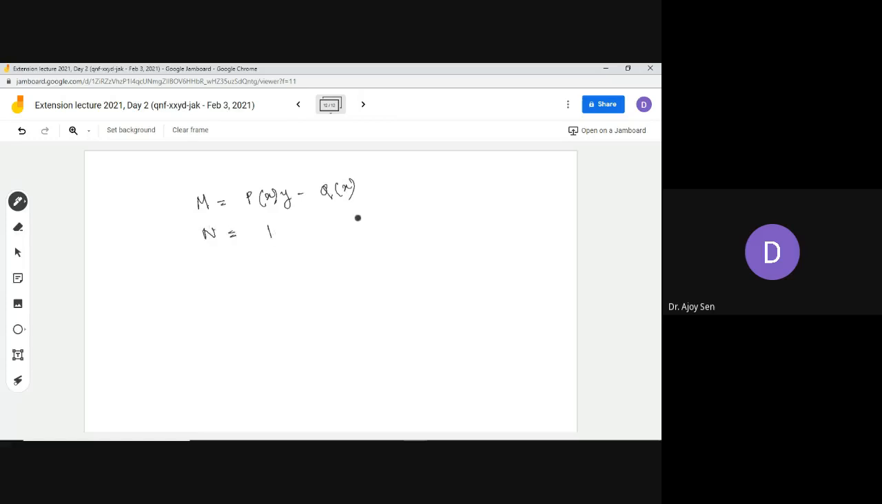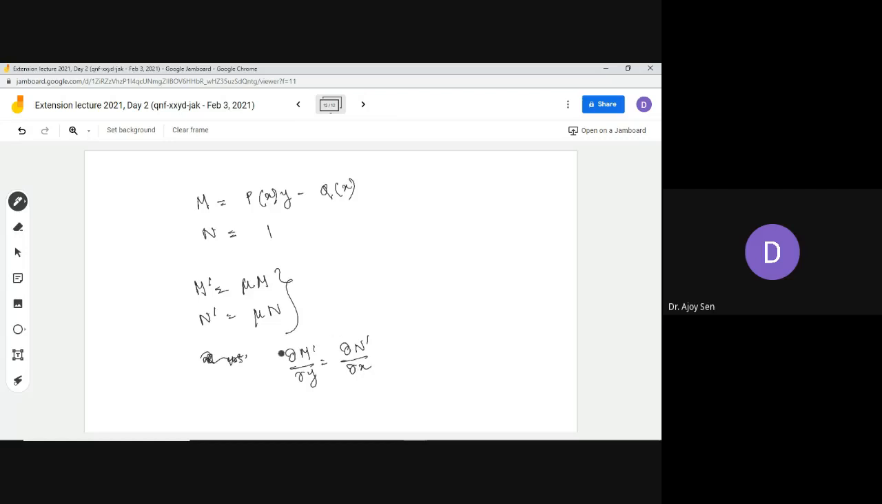So you will check that this is not an exact equation. So what you will do, you just multiply by mu. So now this becomes exact. So now again you will use the condition of exactness, that is del M dash del y equals to del N dash del x.